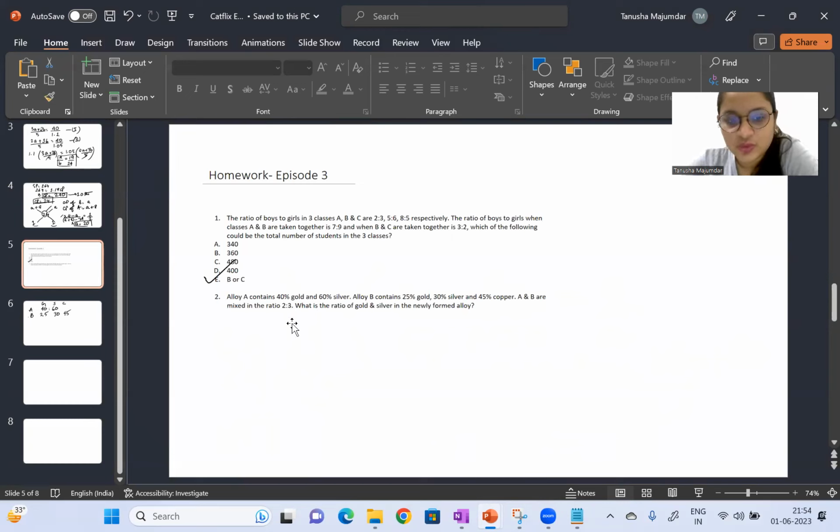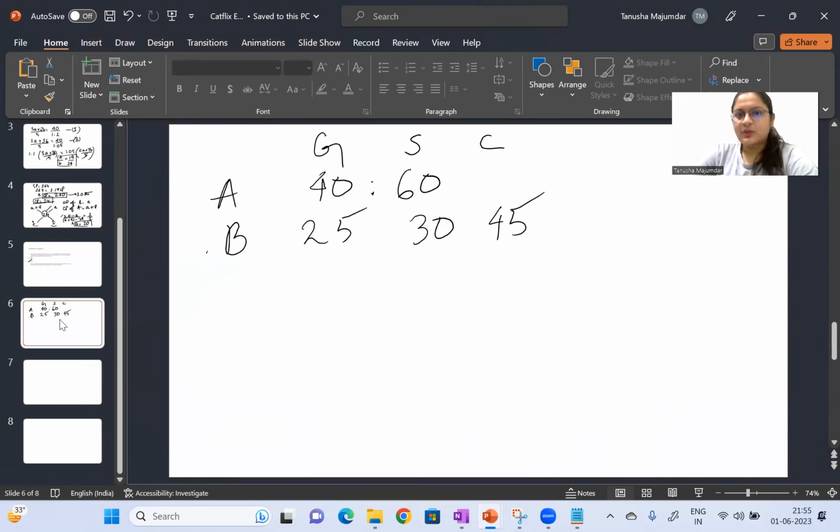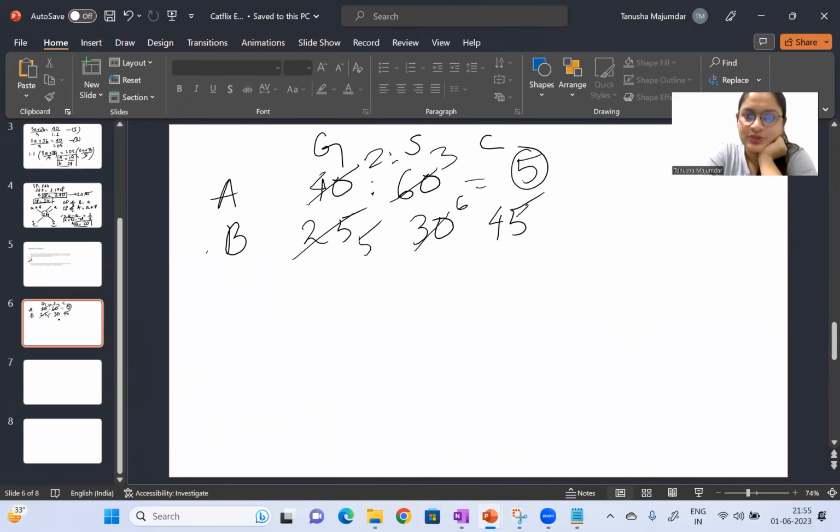A and B are mixed in the ratio of 2:3. What is the ratio of gold and silver in the newly formed alloy? Okay. So again, similarly, what you can do is you can actually check by value what are the various sums that you can make. So for example, if you add this ratio, say this is 2:3, then the total is 5. Then this is 5:6:9, so the total is 20. So what is the current ratio here? The current ratio is 1:4.